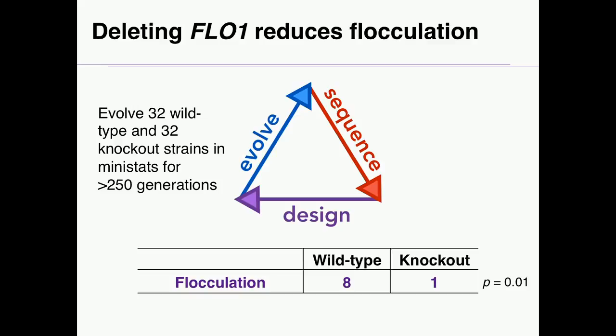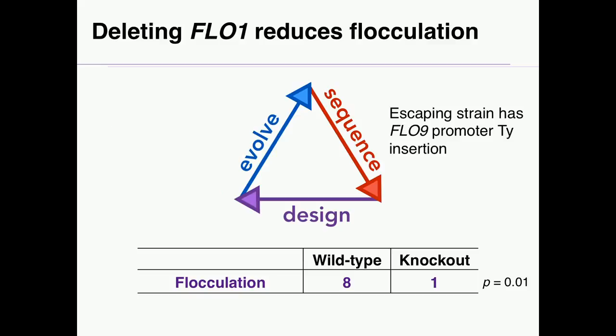And if we follow up with that one knockout that flocculated, we find that this escaping strain has a TY insertion in the Flo9 promoter, which is another of the flocculin genes. So you can imagine that we could continue with this trait, either engineering with respect to Tup1 or perhaps going after the TY mechanism itself or Flo9. But we can also use this general approach to go after other traits that we might want to reduce.